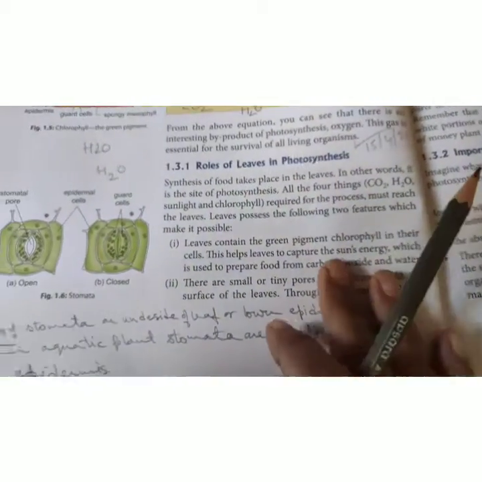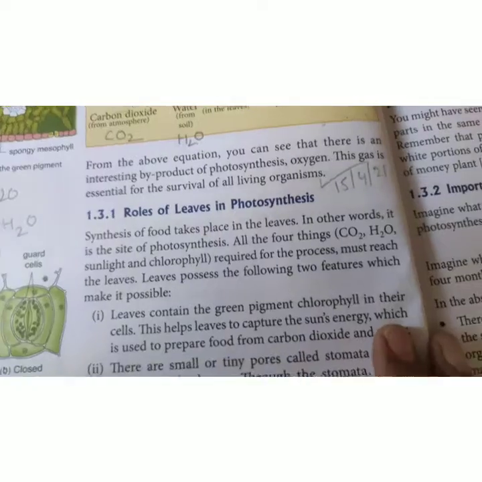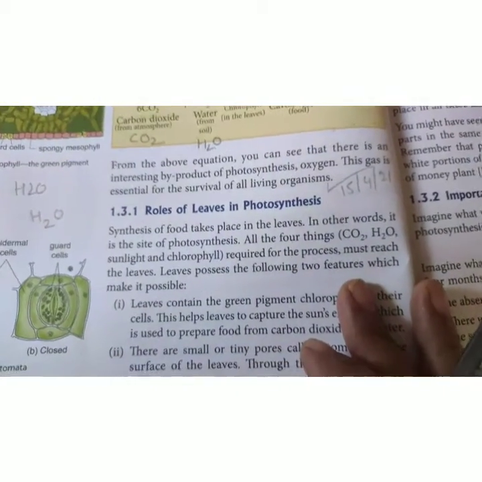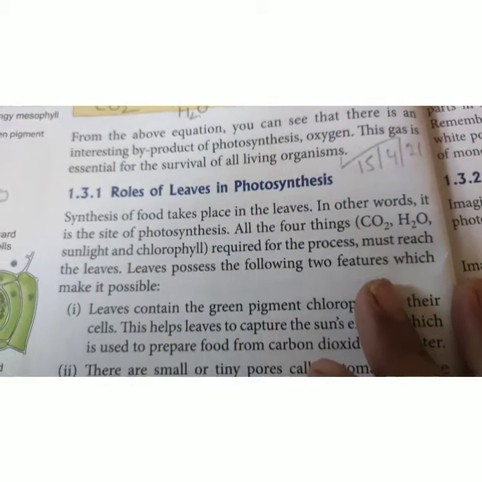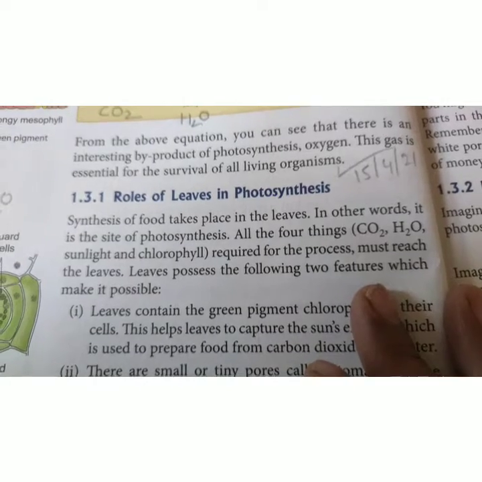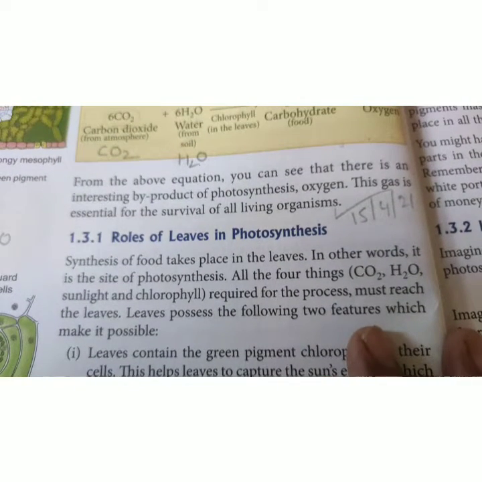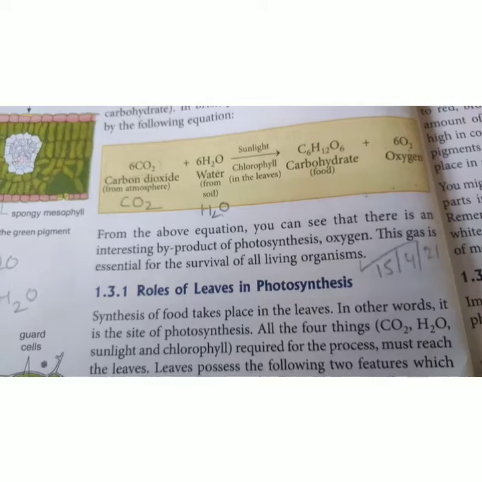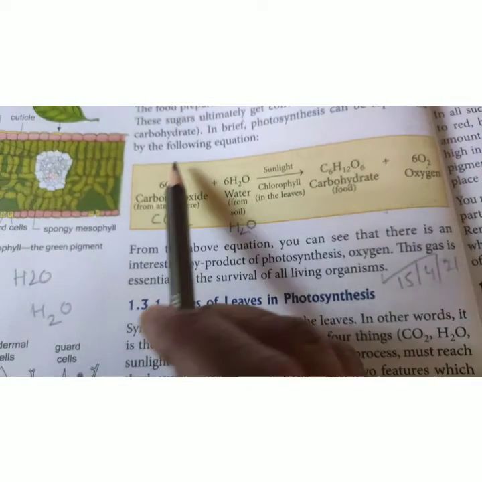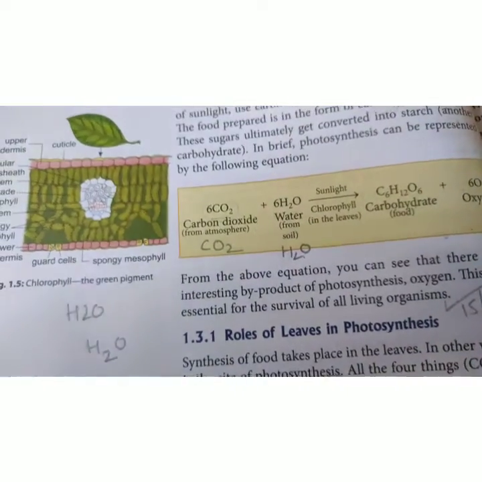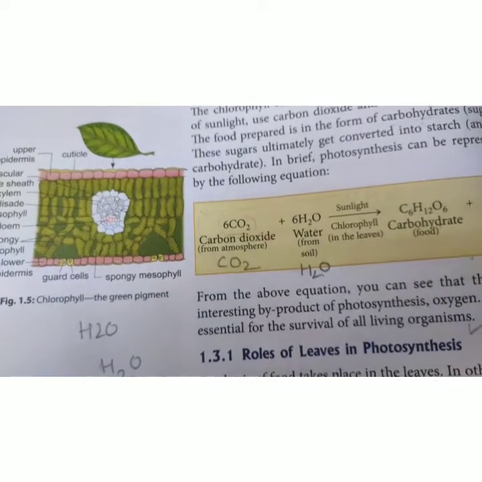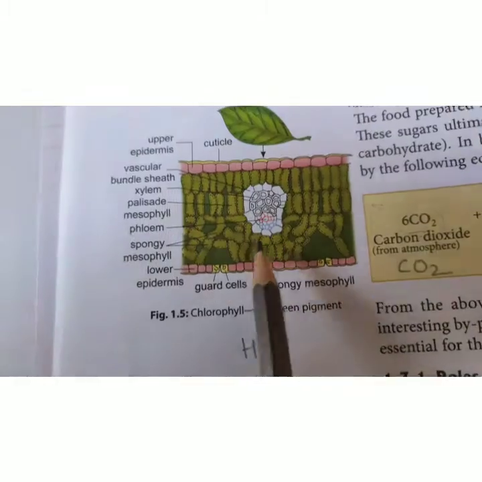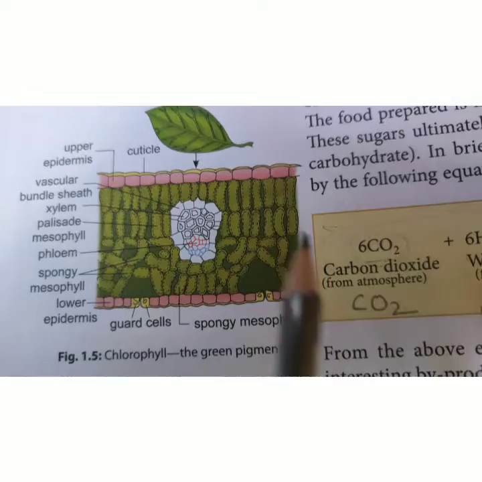Good morning. Today we will be completing the rest of chapter 1, and we will be starting with the role of plant leaves in photosynthesis. Before that we had already completed what is photosynthesis and the equation for photosynthesis. Before we go to the role of leaves in photosynthesis, let me show you this figure of a leaf.